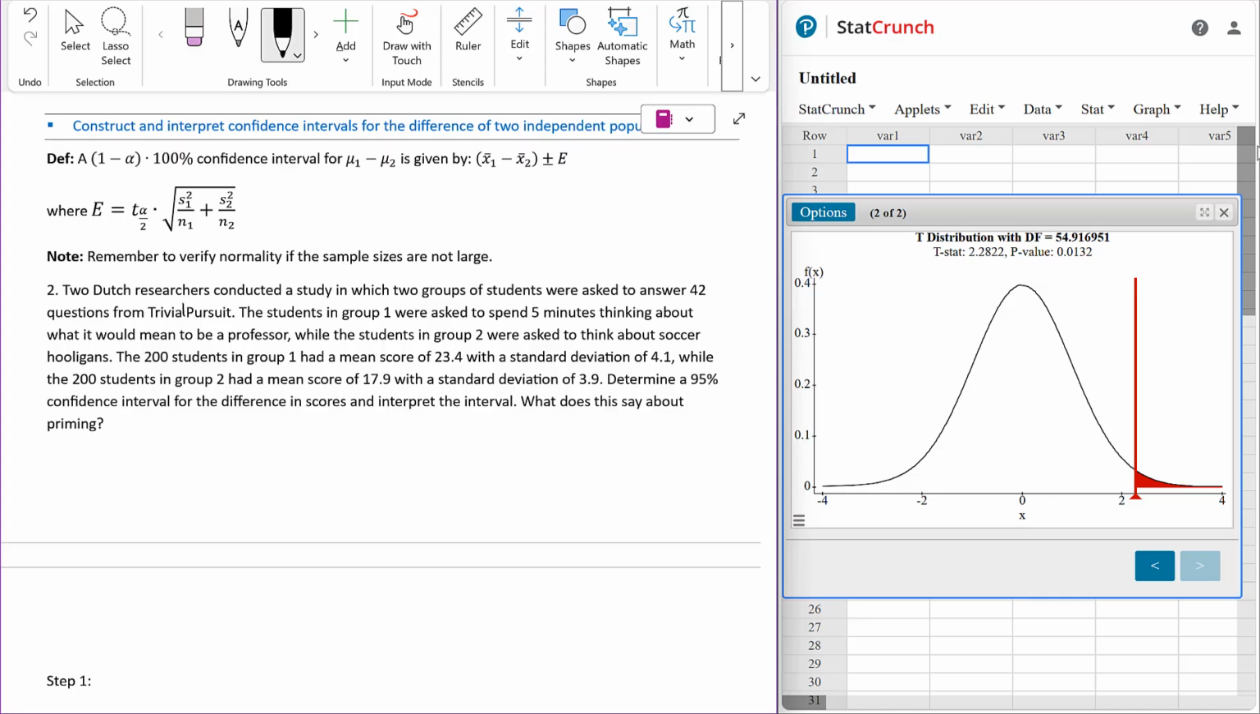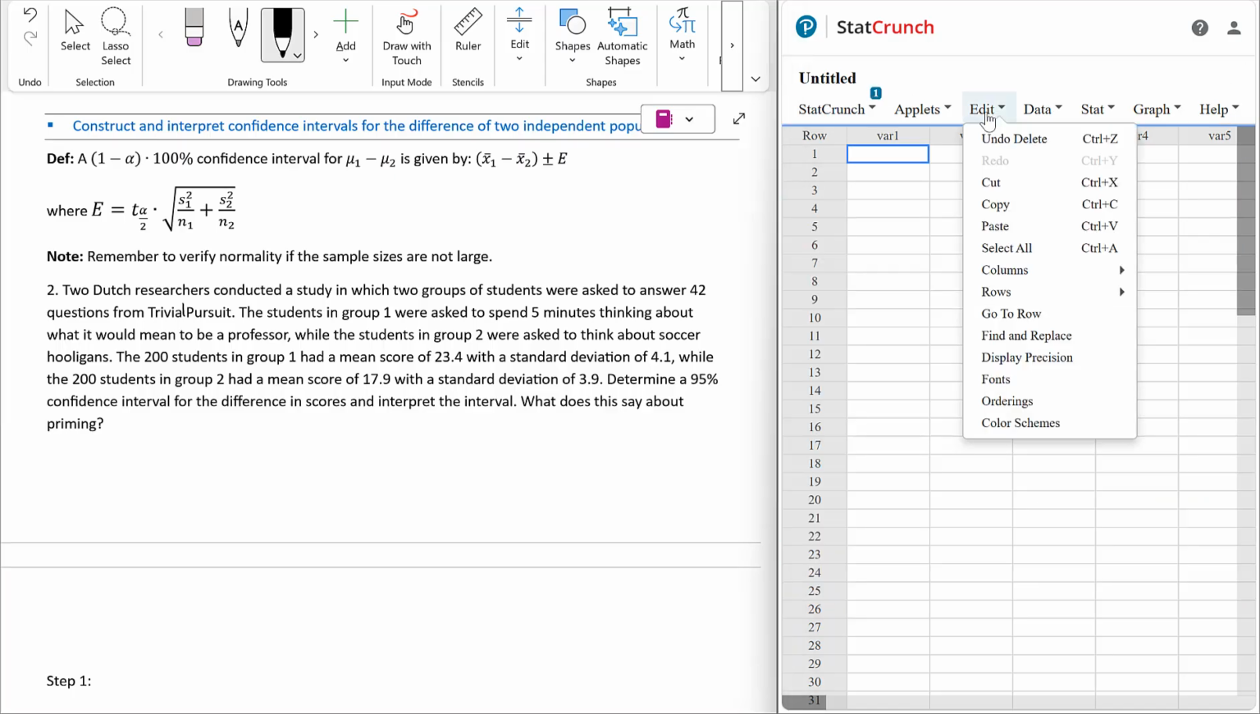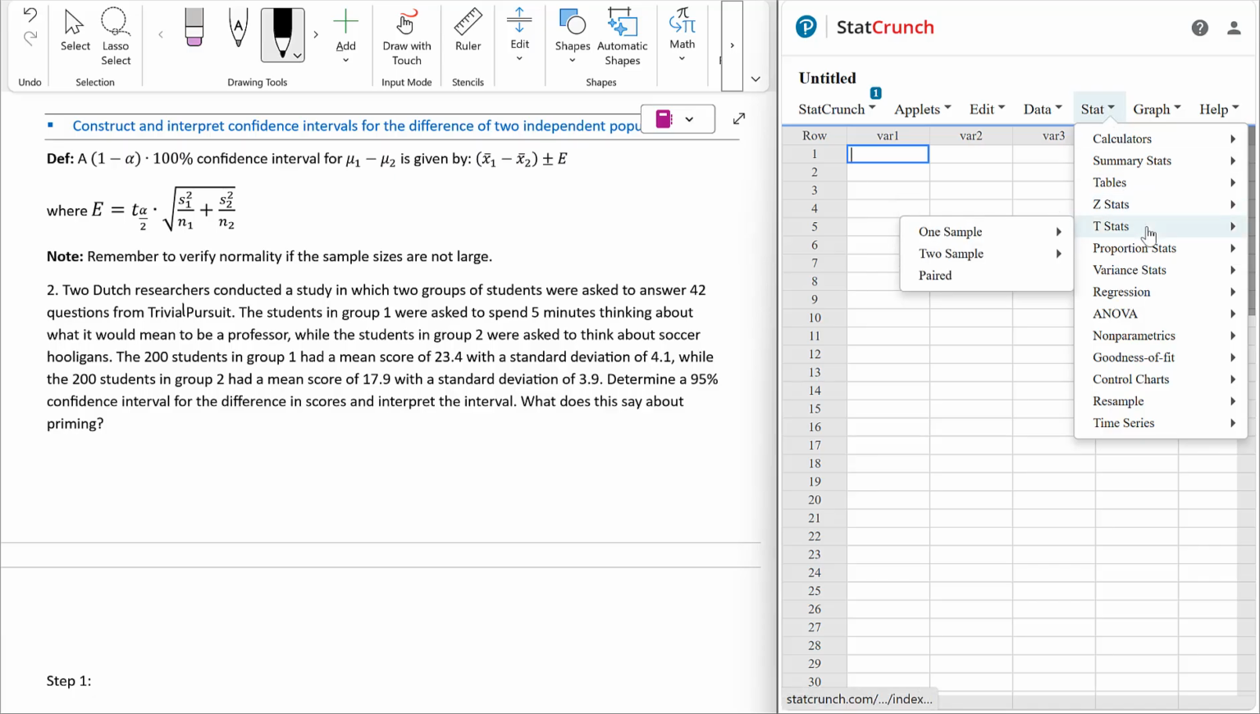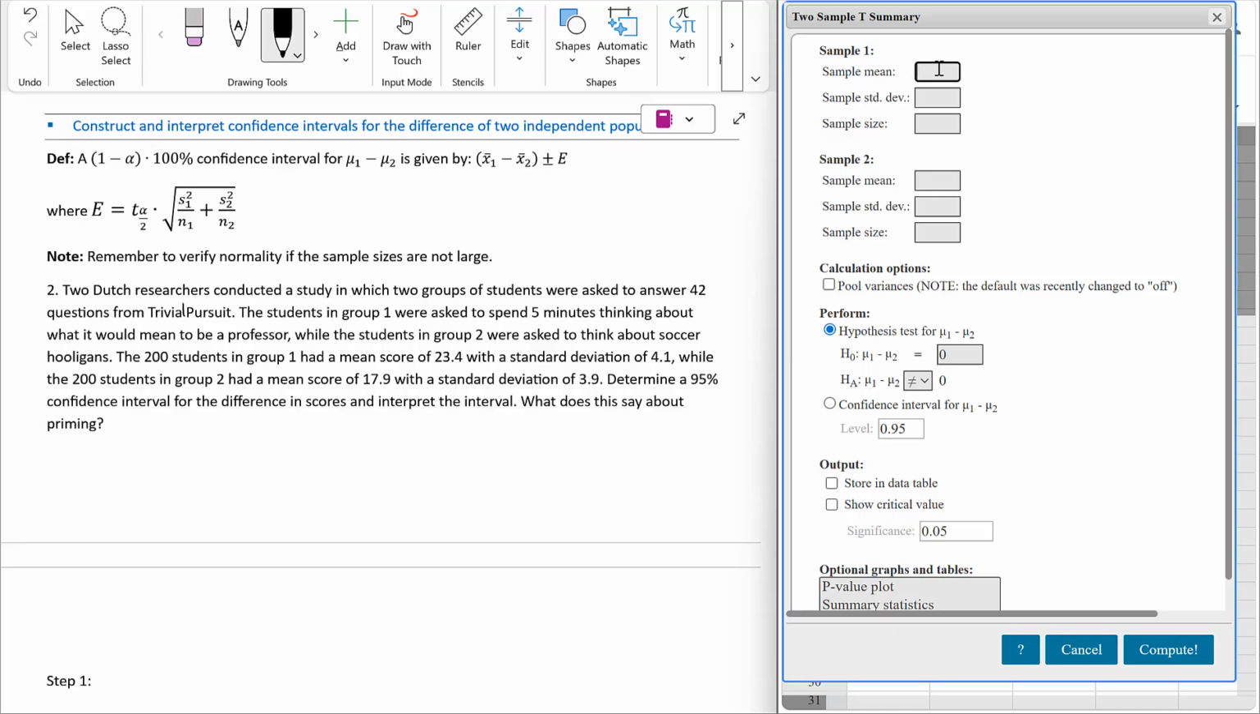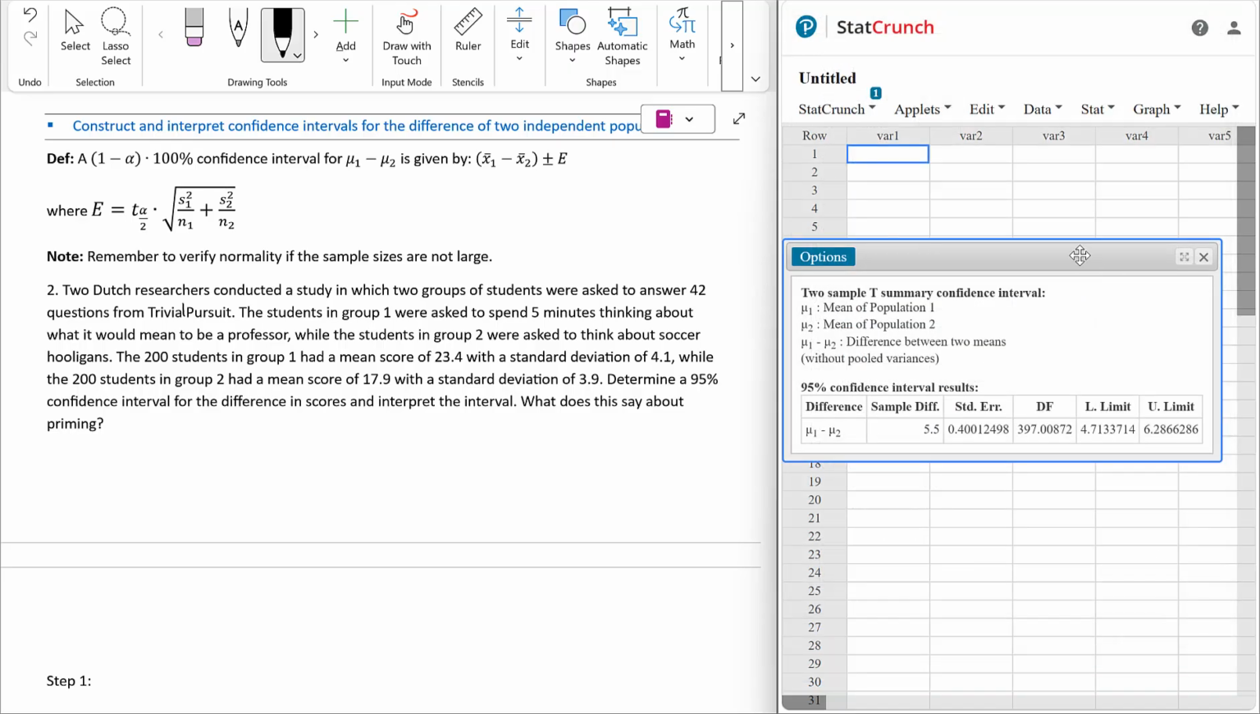So I'm going to put some data in while this is on the screen, and then we can run down and do our setup. But we're going to do two-sample with summary. My sample mean for the first group, 23.4, standard deviation of 4.1, and we had a sample size of 200. For group 2, we had 17.9 with standard deviation 3.9 and 200 in our group again. We're going to do a confidence interval at the 95% level and should be good to go, right? We've got large sample sizes, so we're not worried about the normality here.